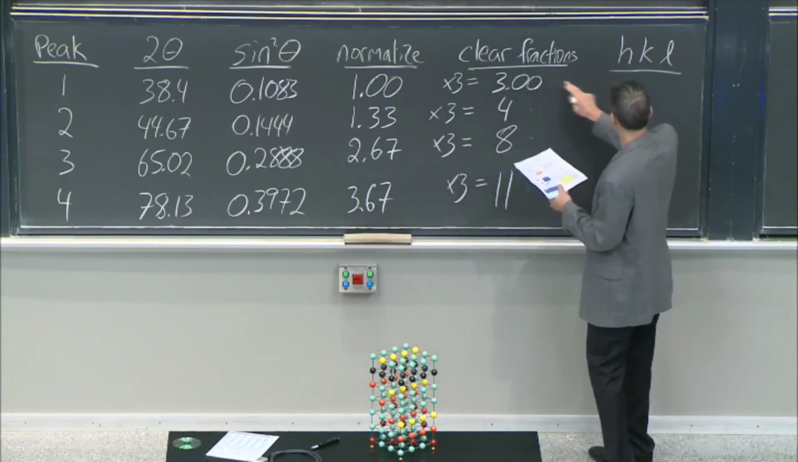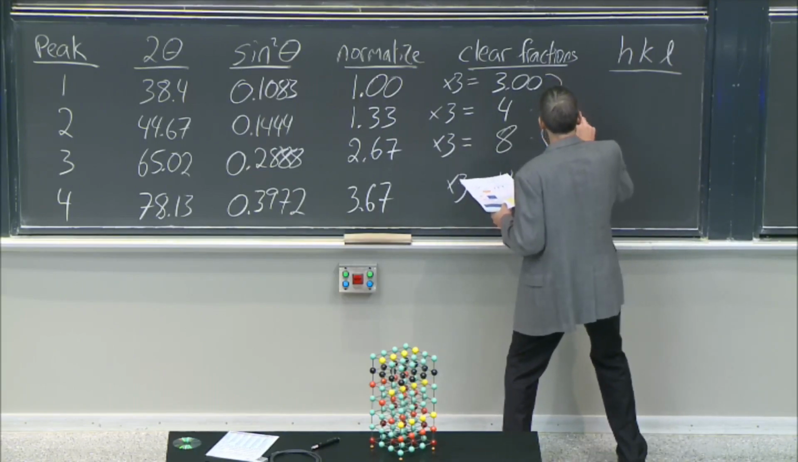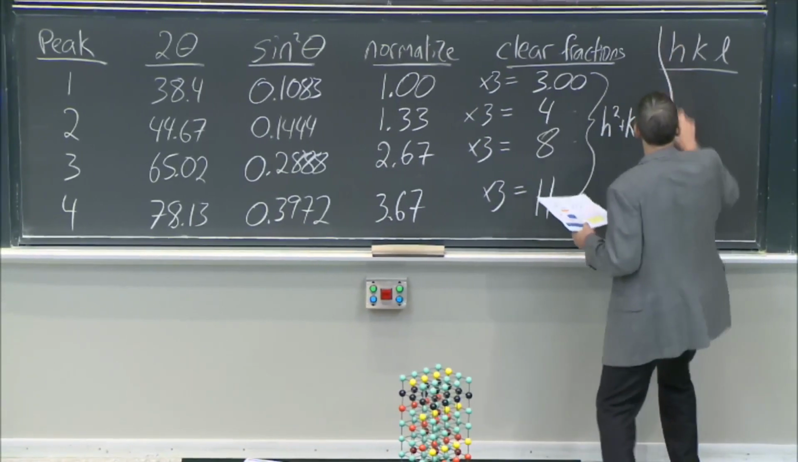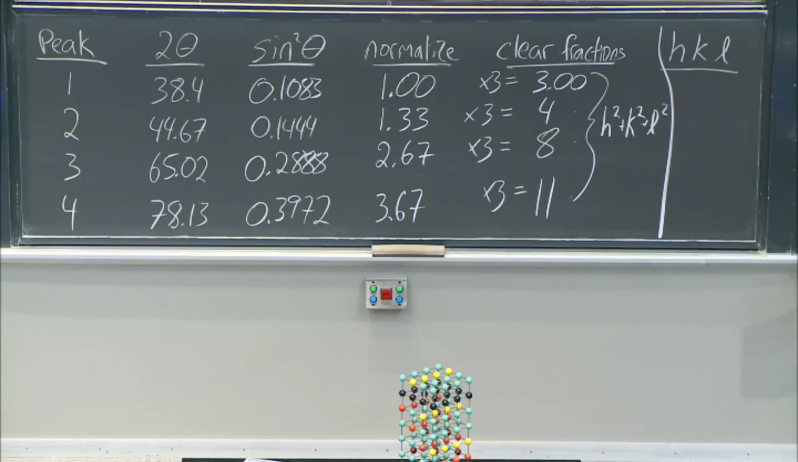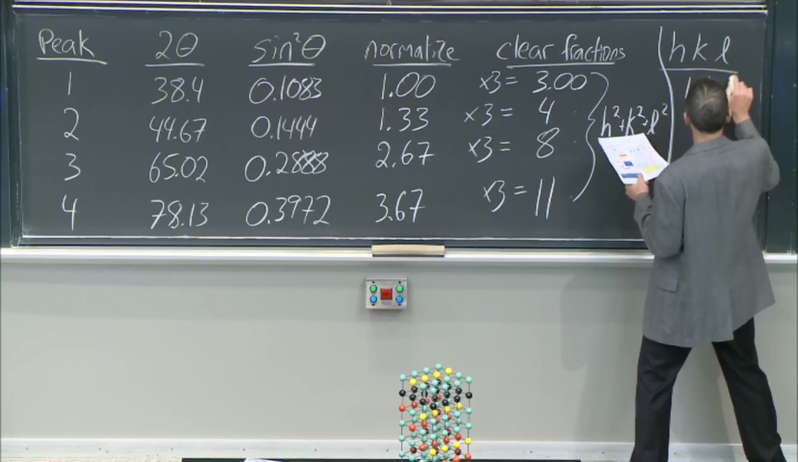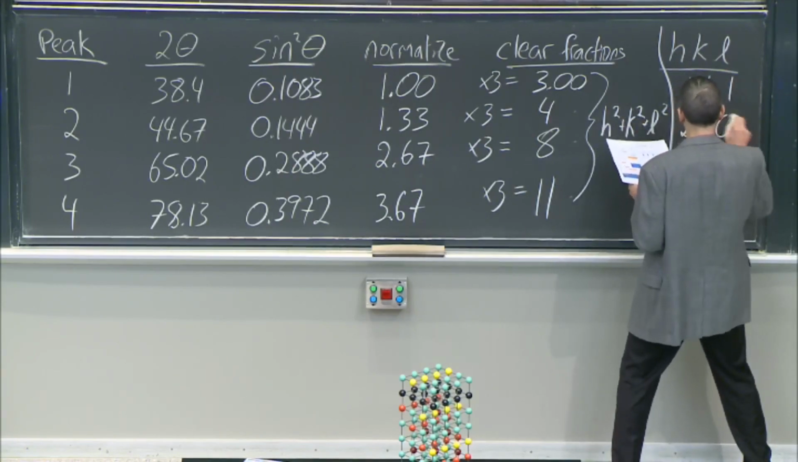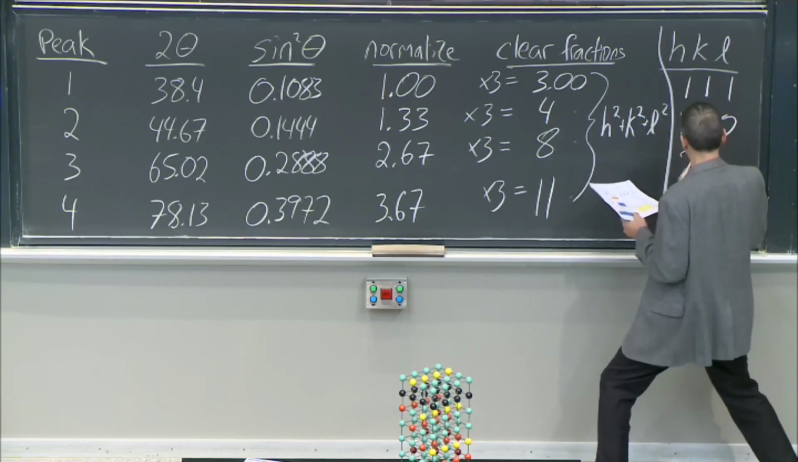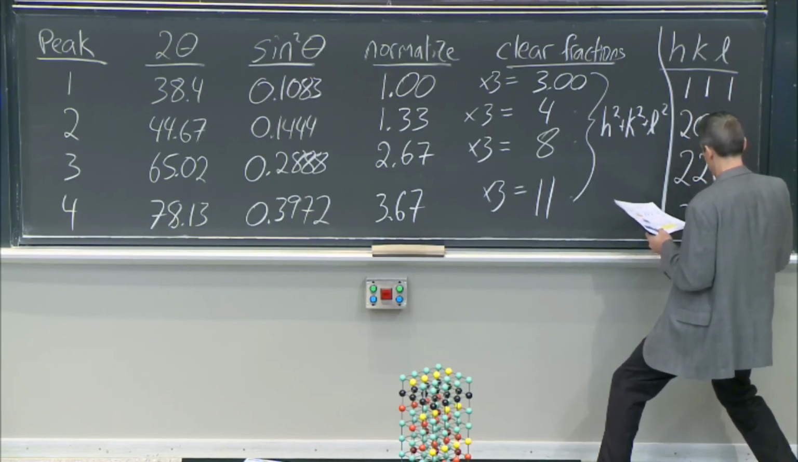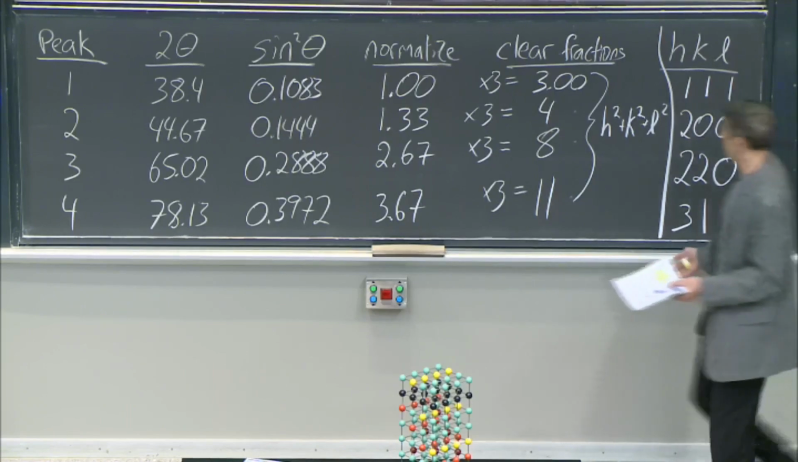Here, this has to be h squared plus k squared plus L squared, okay? I want those to be an h squared plus k squared plus L squared. So if I do that, this looks a whole lot like 1, 1, 1. That works. And for 4, 2, 0, 0. Okay, and for 8, 2, 2, 0. And finally, for 11, 3, 1, 1. Oh, it's a beautiful thing.